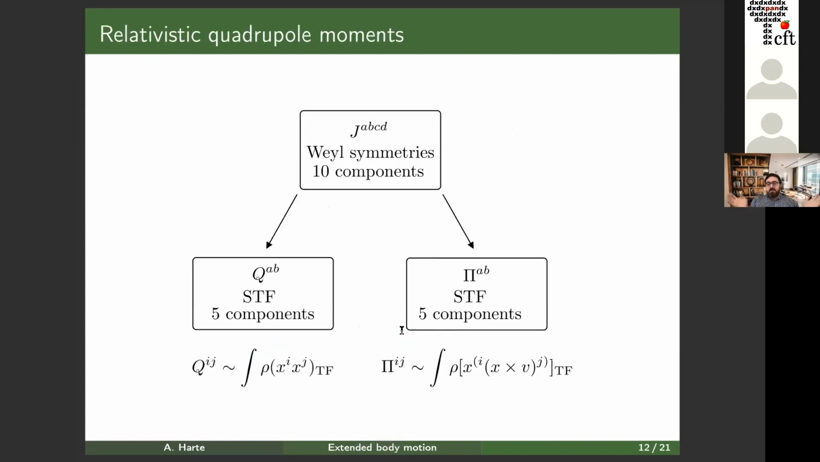And one also has extended body effects, just as you do in Newtonian physics. Of course, anything in Newtonian physics has to also be there in relativistic physics in some form or another. So you have, let's say, a quadrupole moment, and this corrects the lowest order motion, which is this geodesic motion. So objects don't move exactly on geodesics, but this is corrected.